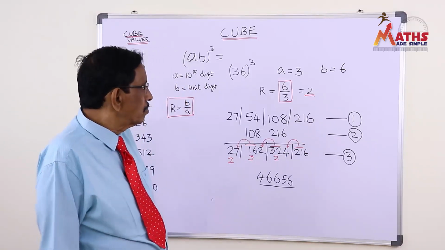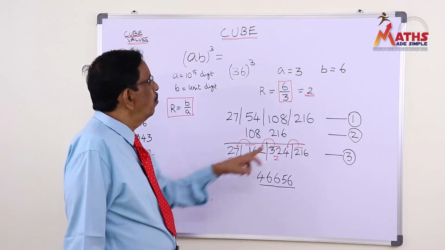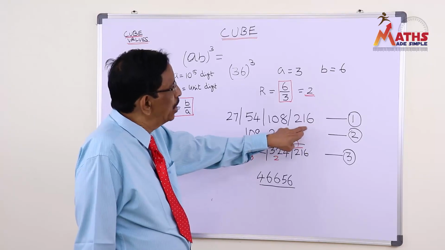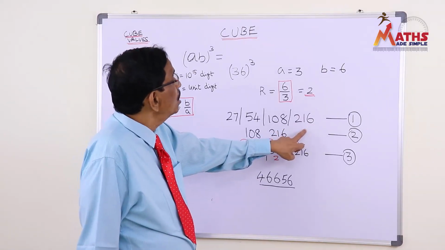Here you have to cross verify one point. The fourth digit is supposed to be b cube in the formula we have given earlier. What is b cube?